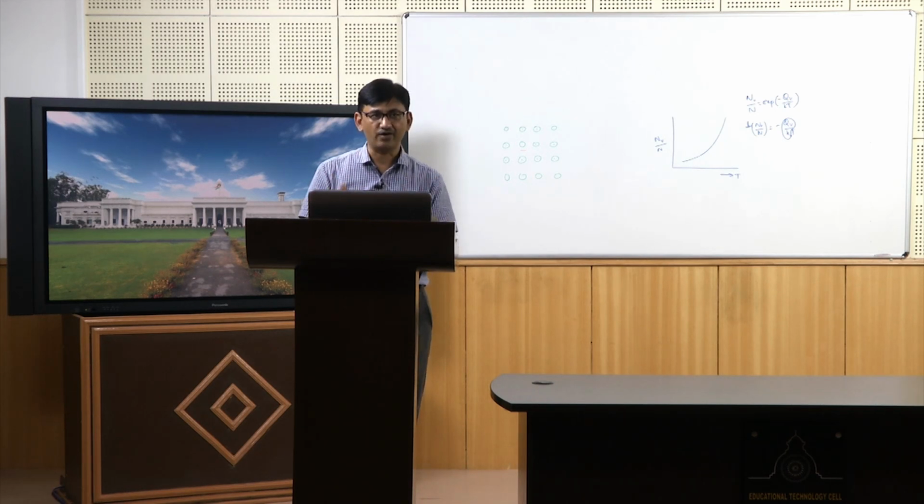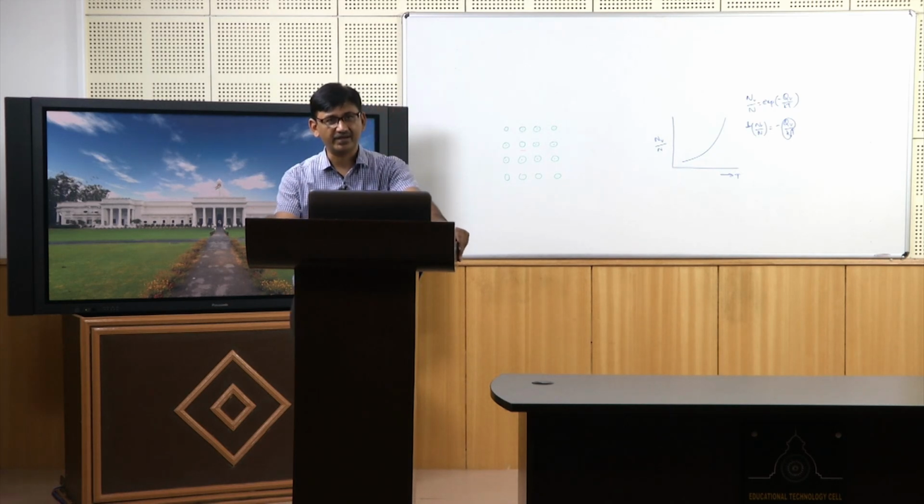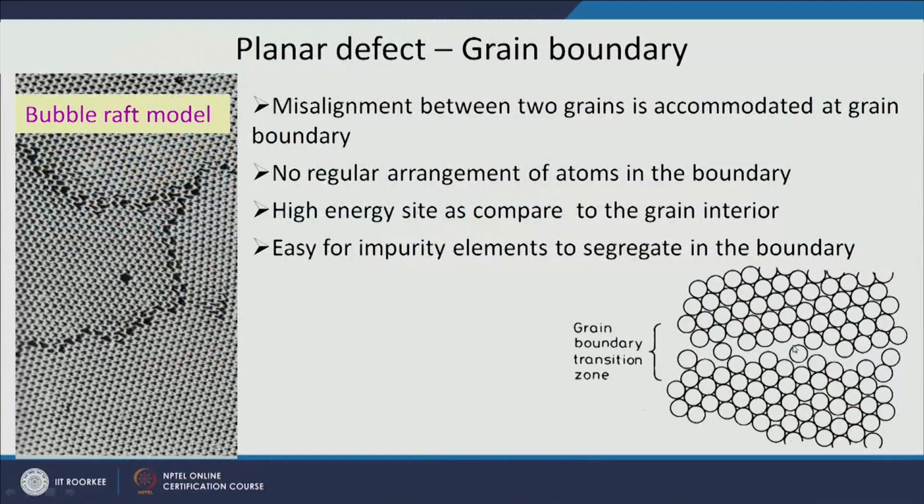So, whenever you have a foreign atom, sometimes you are alloying, making an alloy. For those alloying elements, it is very easy for them to come and sit at the grain boundary, which we usually do not want, but because there are a large number of gaps in the boundary, these atoms come and sit in these boundary sites.